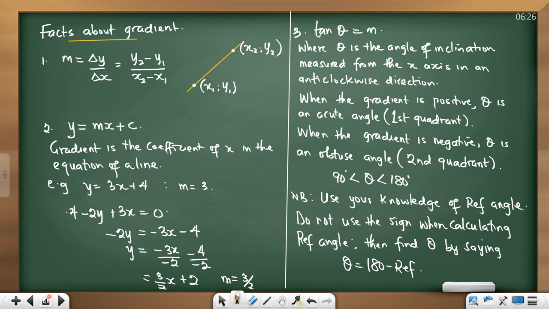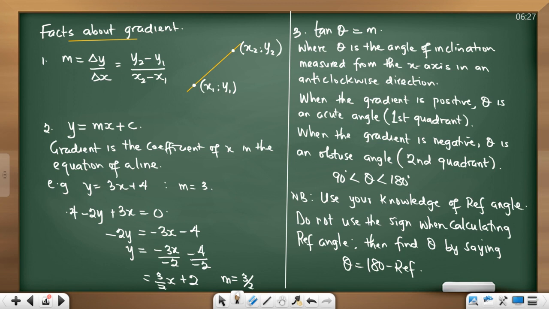So where theta is the angle of inclination measured from the x-axis, let's put a hyphen there, in an anticlockwise direction. That's trigonometry. When the gradient is positive, theta is acute. When the gradient is negative, theta will be obtuse. And then we use our knowledge of trigonometry.